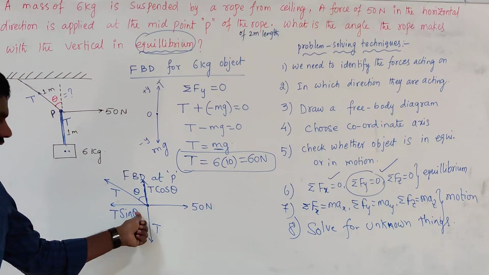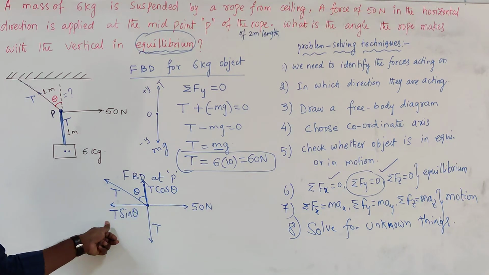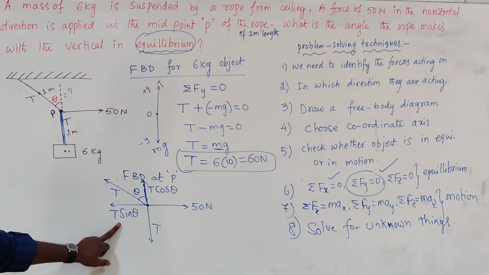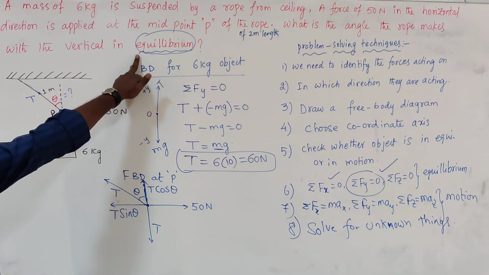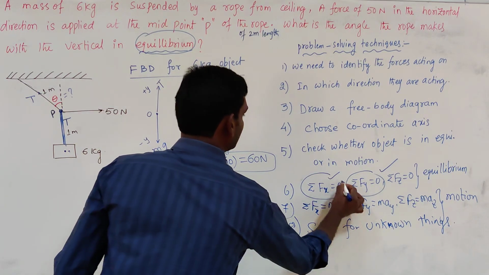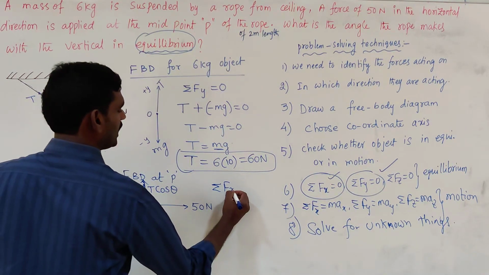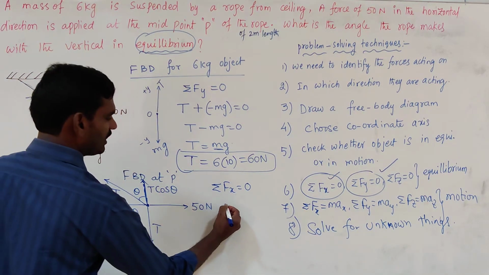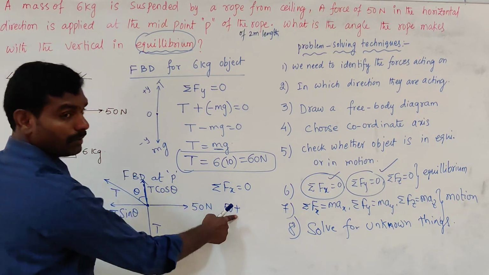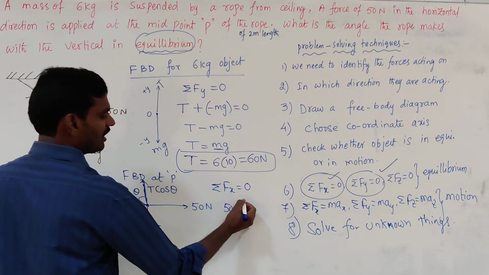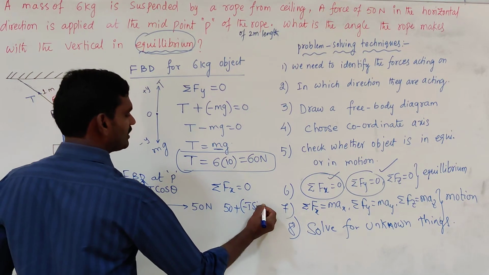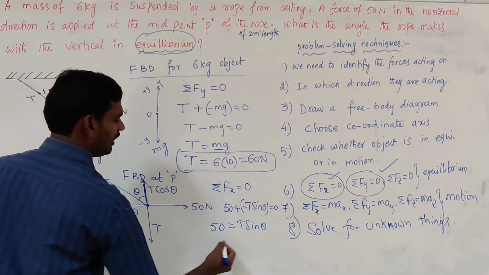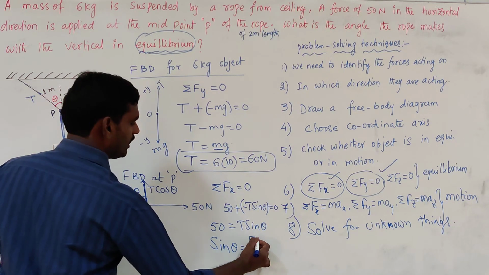So now, what are the forces acting along the x-axis? 50 newtons and T sin theta. 50 newtons is acting along the x-axis and T sin theta is acting along the negative x-axis. And the particle is in equilibrium, he mentioned. So we need to apply this condition here: the summation of forces along the x-axis is equal to 0. So what is the summation? 50 is acting along the positive x-axis, plus, and T sin theta is acting along the negative x-axis, so minus T sin theta equal to 0. So simply 50 is equal to T sin theta, and sin theta is equal to 50 divided by T.